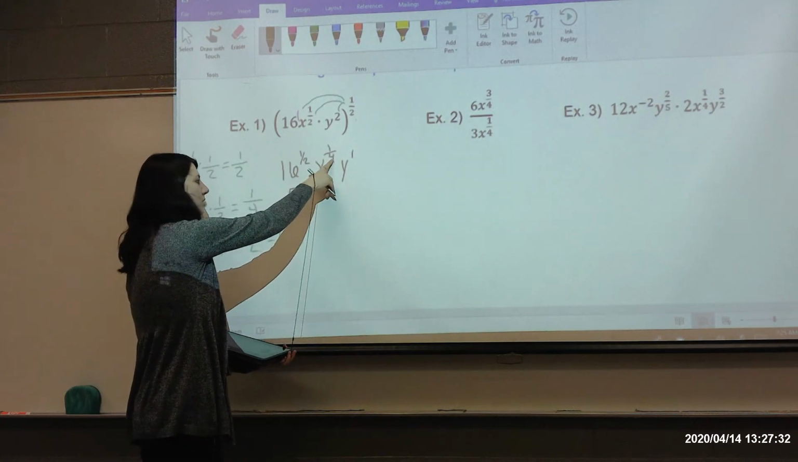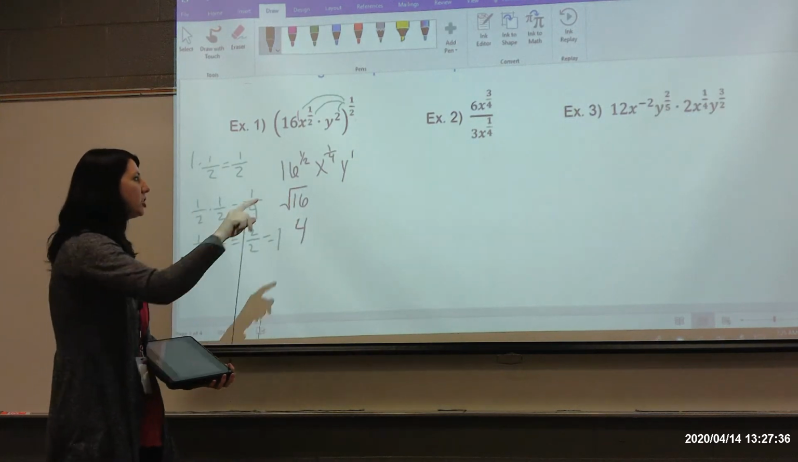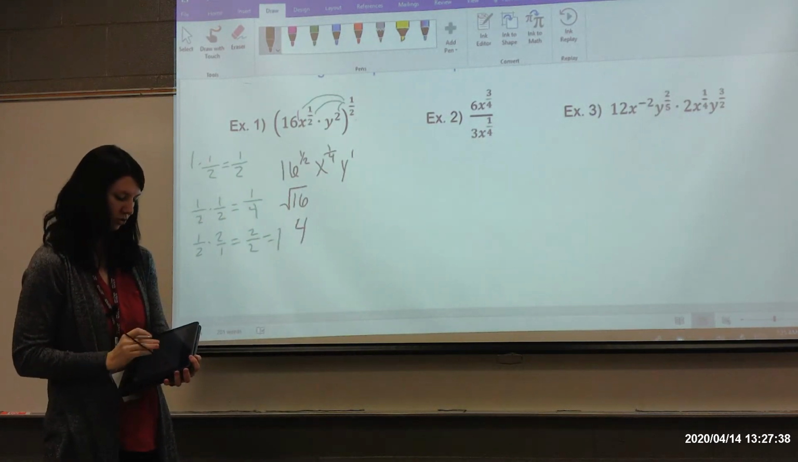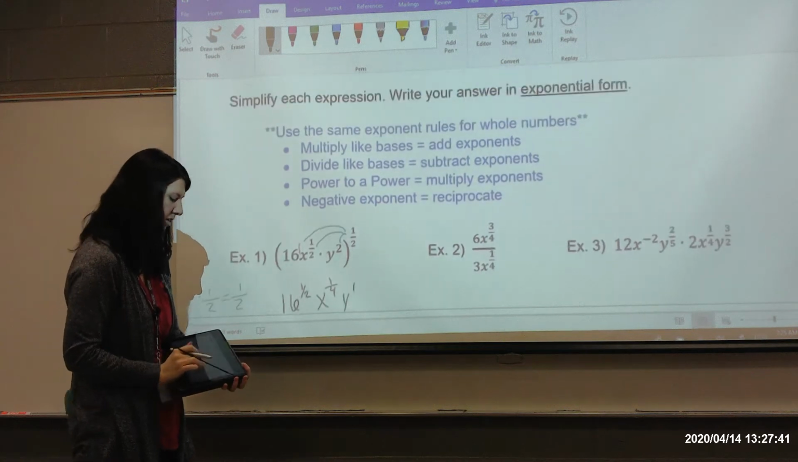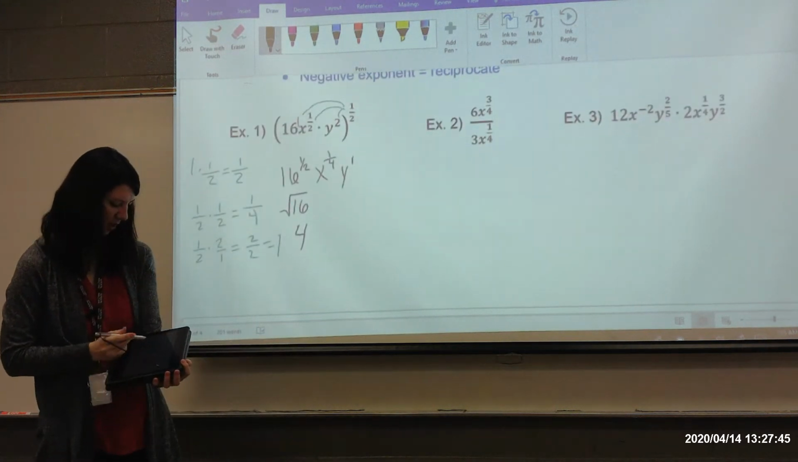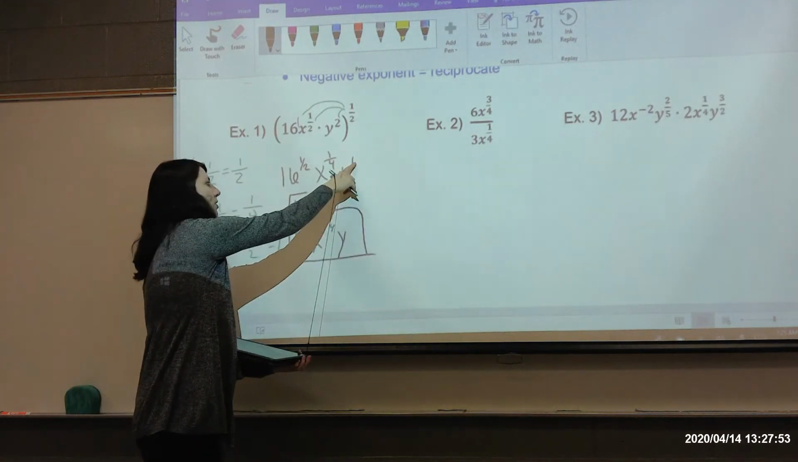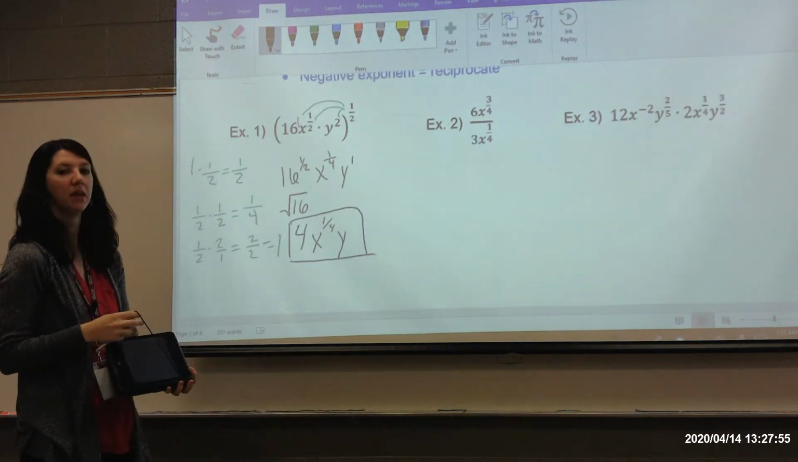A 1/4 exponent can't simplify. A 1 exponent can't simplify. We don't want to change the 1/4 to a radical because it tells us to leave it in exponential form. So we're going to leave it in exponent. And our final answer is 4 x to the 1/4 y. You can write y to the 1, but you do not have to write the 1. Okay? Let's try it again.